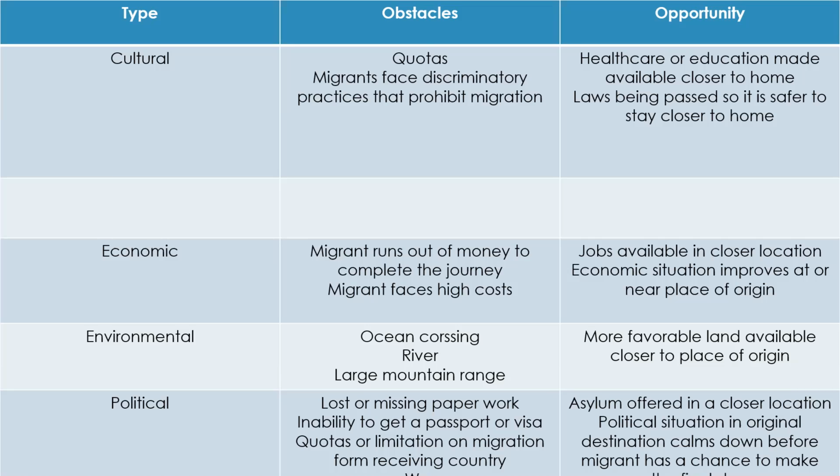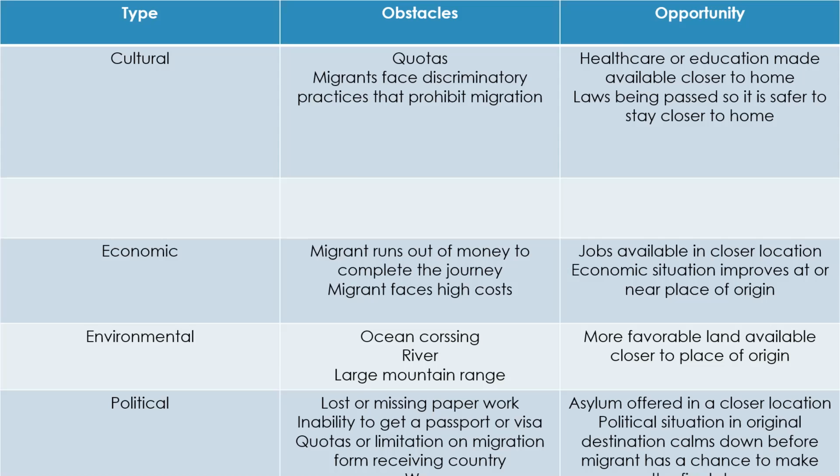Politically, you've got lost or missing paperwork. Maybe that's the obstacle, an inability to get a passport or visa. For intervening opportunity, maybe the political situation has gotten better in the country of origin. Here's an example of an intervening obstacle: a Chinese family must wait to migrate to the United States because the United States quota will only allow a certain number of people from China to enter each year, so you've got to wait a little bit.